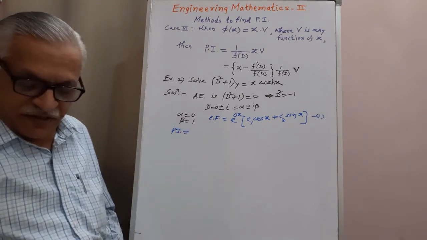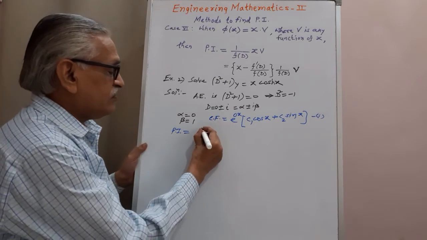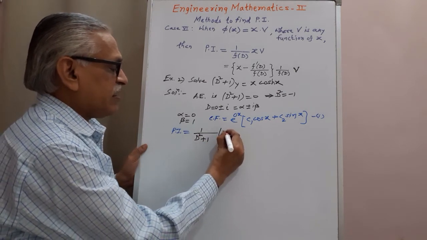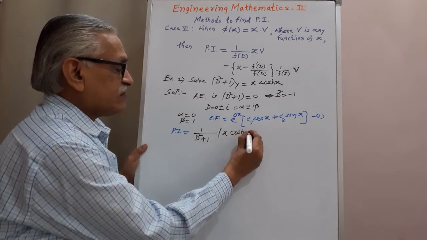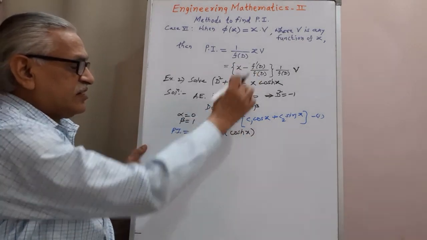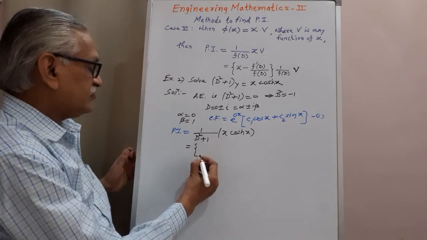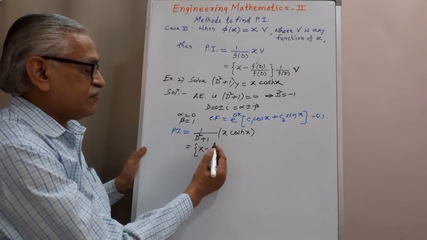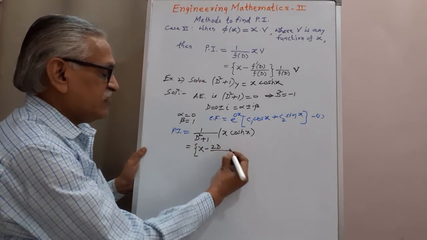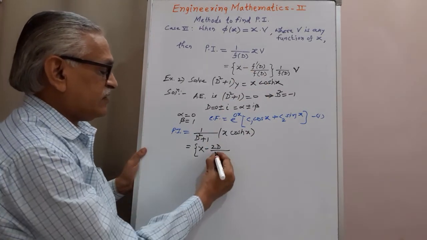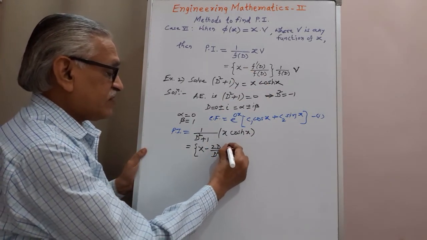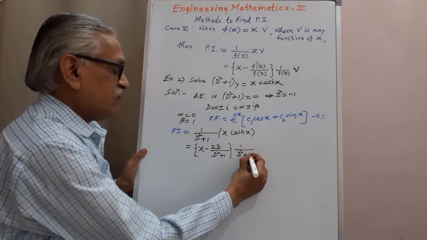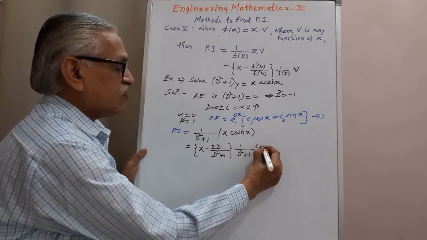by the inverse operator technique, it is 1 upon D square plus 1, which we have to operate on x cos hyperbolic x, and then applying this result, it is equal to x minus f dash of D, the derivative of D square plus 1 with respect to D, which is 2D, divided by f of D, which is D square plus 1, again 1 upon f of D square plus 1, which we have to operate on V, here cos hyperbolic x.